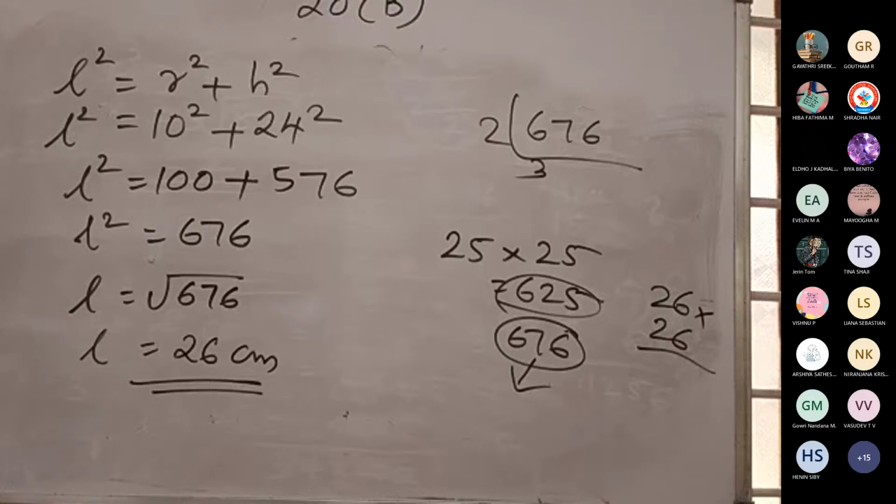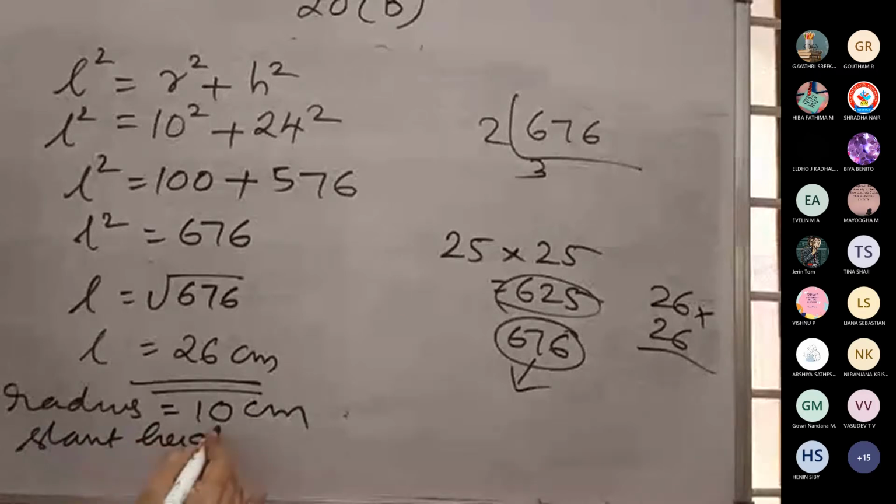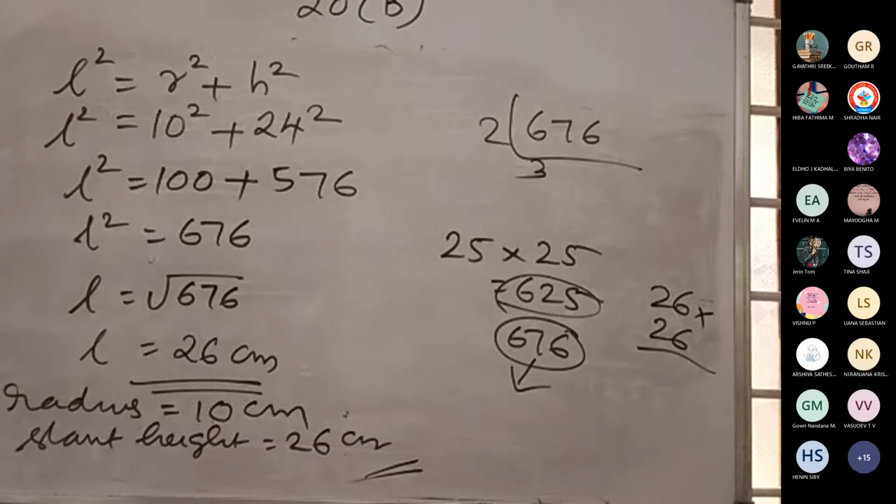Radius is equal to 10 centimeter. Therefore, radius is equal to 10 centimeter and slant height is equal to 26 centimeter. Okay. Completed. Then question number 5.